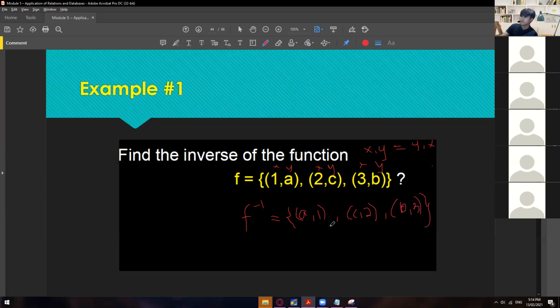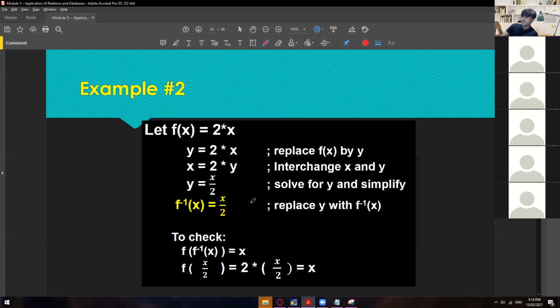Right? So as simple as that, your x becomes y, your y becomes x. You just interchange. Okay, so did you guys understand now what this inverse is? Yes, sir. Right, so let's have more examples.